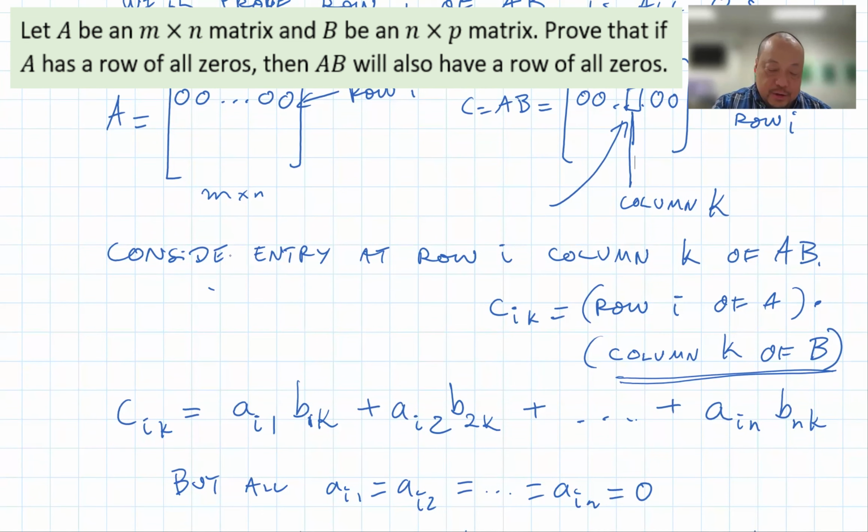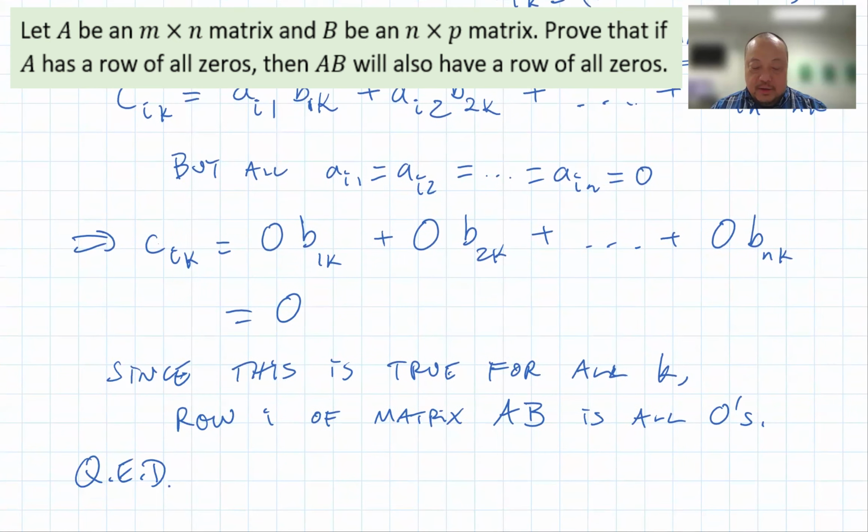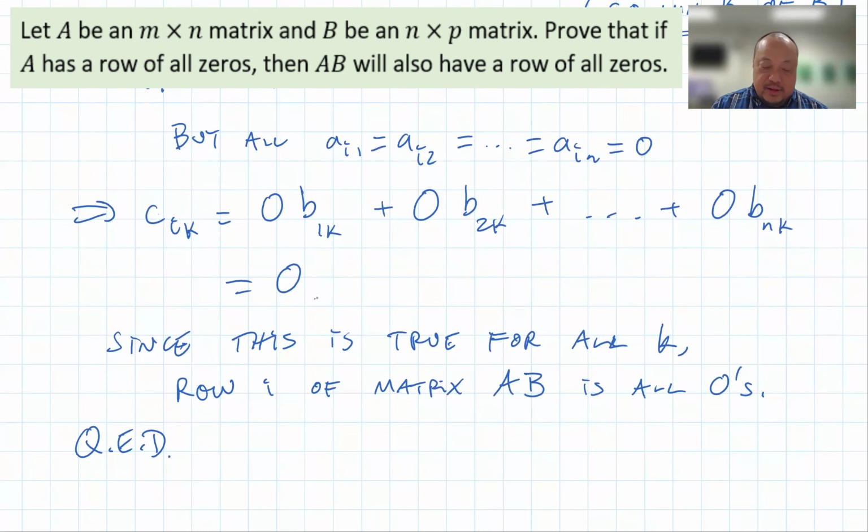And I consider the entry at row I, column K of C. I'm going to change that to C because I already defined C, might as well use it. Then CIK is row I of A times column K of B. Then CIK is equal to all of this, and finally it gets 0. And I might as well remind everyone what C is. Since this is true for all K, row I of matrix C, which is AB, is all zeros, QED.